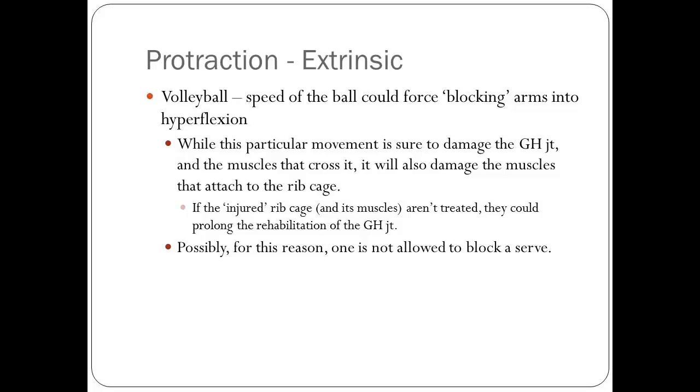In volleyball specifically, the speed of the ball, as in a spike, could force the shoulder into hyperflexion and tear the shoulder extensors or even the back where the lats attach. While this particular movement is sure to also damage the glenohumeral joint and the muscles that cross it, it could also damage the muscles that attach to the rib cage. If the injured rib cage and its muscles aren't treated, they could prolong the rehabilitation of the glenohumeral joint and of those muscles. Possibly for this reason, you're not allowed to block a serve in volleyball.